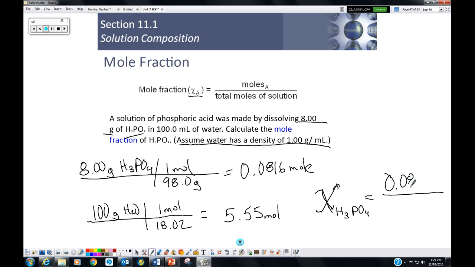Even though we call this mole fraction, we want the answer in a decimal form. It's going to be moles of H3PO4 on top, and then on the bottom we have to do the total moles of solution, so it is 0.0816 plus 5.55 on the bottom. So what is our mole fraction? Sure, I got 0.14.